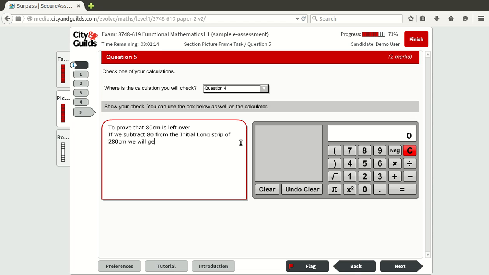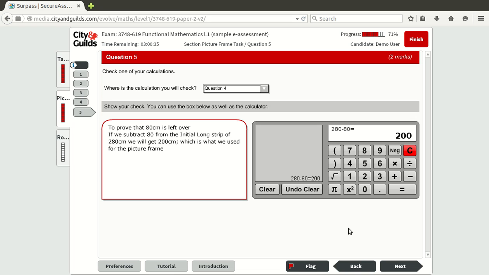we will get 200 centimeters, which is what we used for the picture frame. Okay, I'm just going to do this as well. 80 minus 80, and that's it. That is finished.